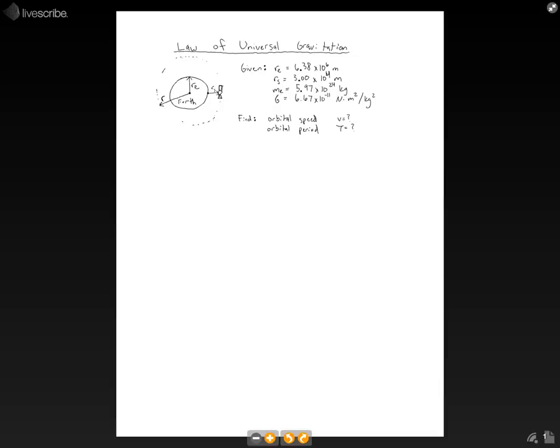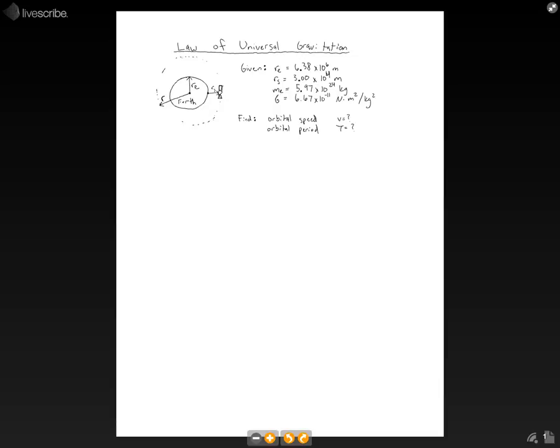We also know some other information such as the radius of the Earth, which is 6.38 times 10 to the 6 meters. And we also know the mass of the Earth, which is 5.97 times 10 to the 24th kilograms. And of course we have our universal gravitational constant, which is shown as the uppercase G, which is equal to 6.67 times 10 to the negative 11th newtons meter squared per kilogram squared.